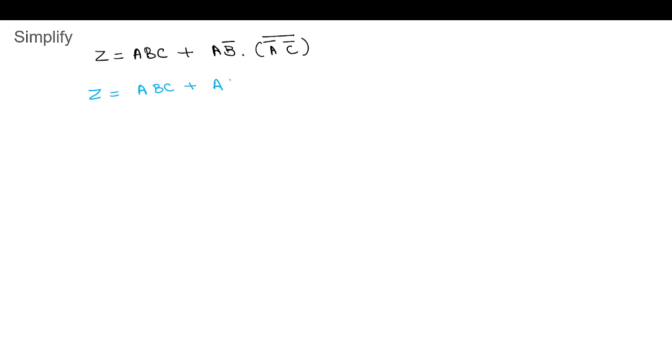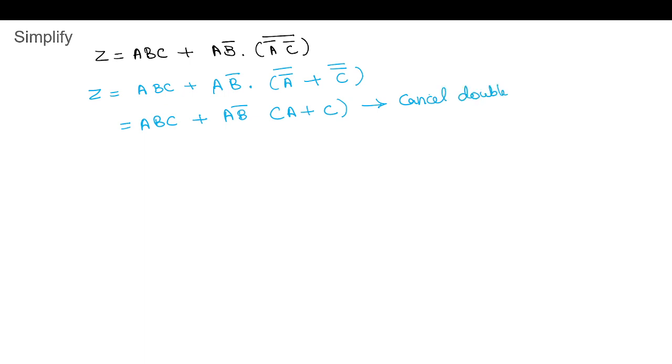Now applying De Morgan's theorem. A B complement, A complement complement plus C complement complement. So this is A B C plus A B complement times A plus C, as we can cancel the double inversion.